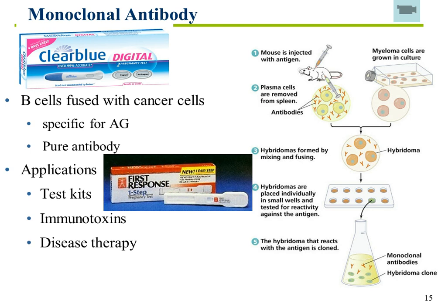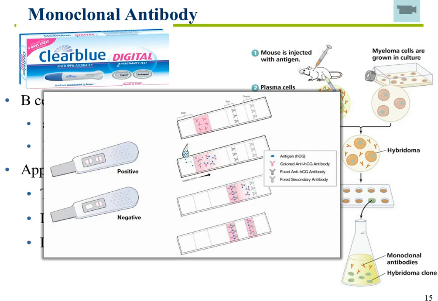I've got two examples of test kits here. These are both for pregnancy. Here's an example of one of the enzyme immunoassay tests, comparable to what you find in a pregnancy test kit. And this has got monoclonal antibodies in it that will react with antigen in the patient's urine.